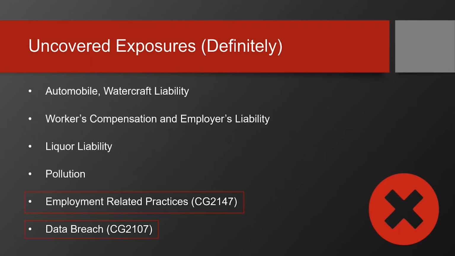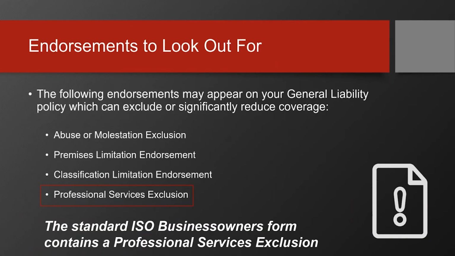Here are the things that are definitely not covered: workers' comp, liquor liability, EPL, and data breach. Cyber liability is a whole different webinar, so we're not going to touch on that much, but just know that EPL and data breach are typically not covered by GL, and quite honestly, E&O is typically not covered within the GL.